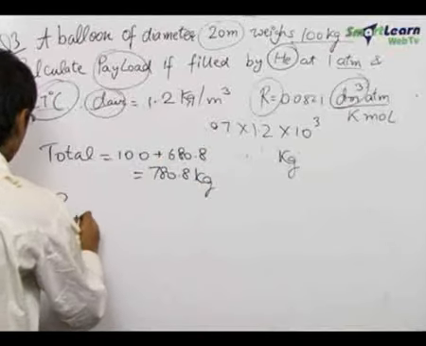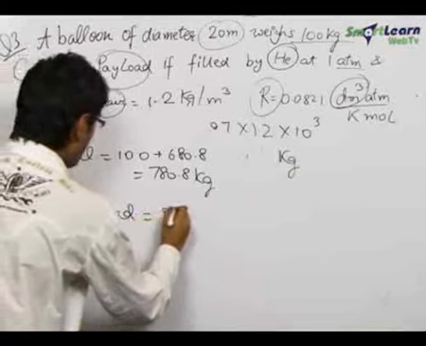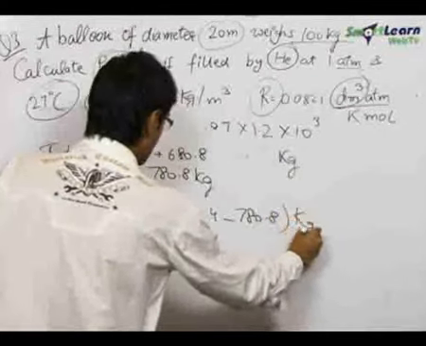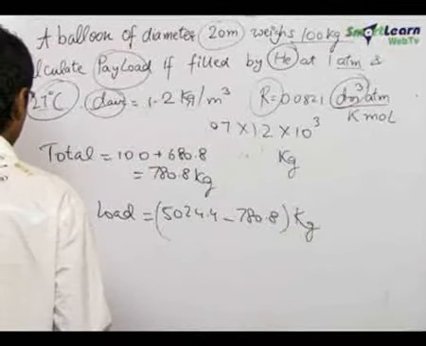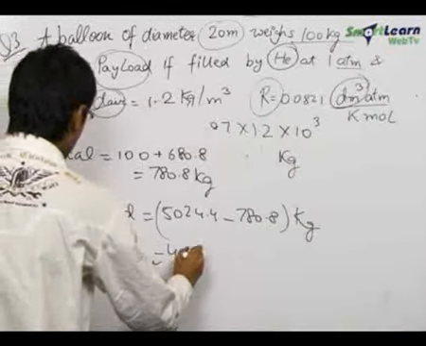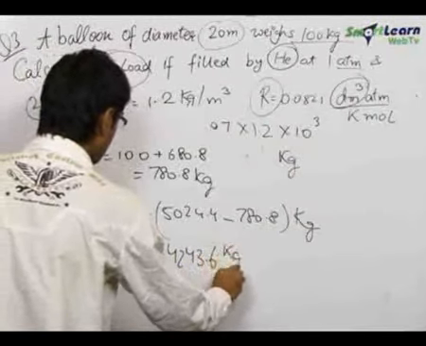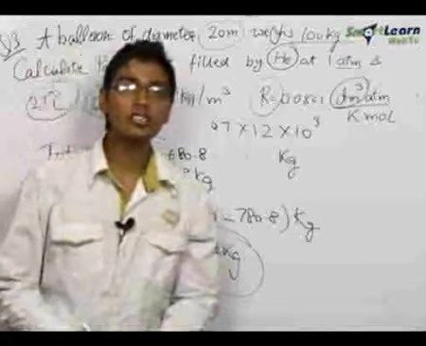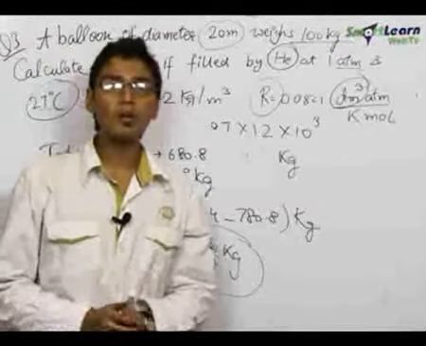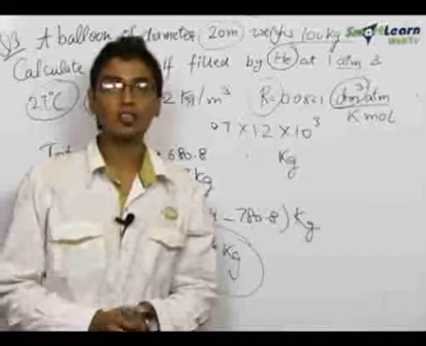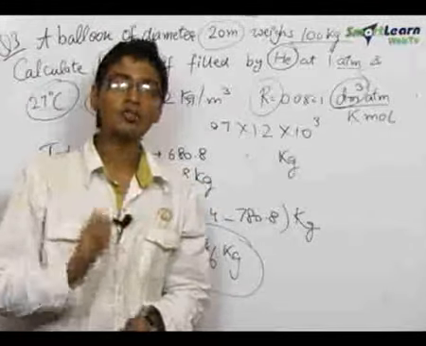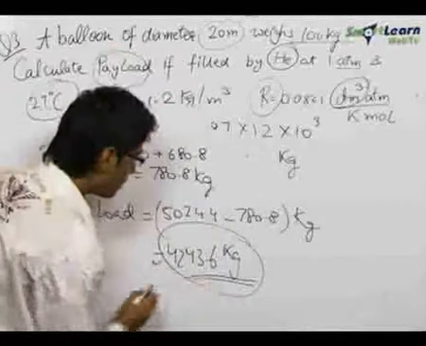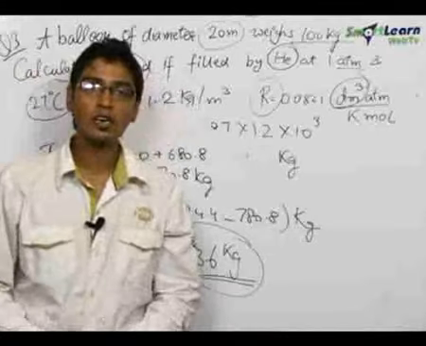So the payload is equal to 5024.4 minus 780.8 kilograms, which is the mass of air displaced minus the total weight of the balloon. This comes out to be equal to 4243.6 kilograms. So in this problem we learned a new concept, which is the payload concept of a balloon. The payload of a balloon is equal to the mass of air displaced minus the total weight of the balloon, where the total weight of the balloon is equal to the weight of the gas present inside it plus the initial weight of the balloon, and hence we got the final payload equal to 4243.6 kilograms, which is our final answer.